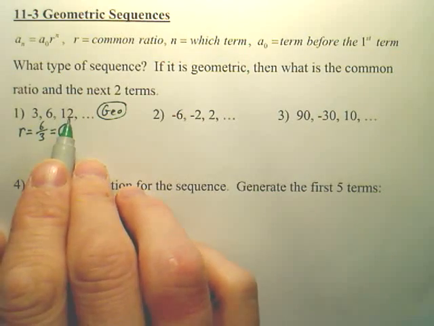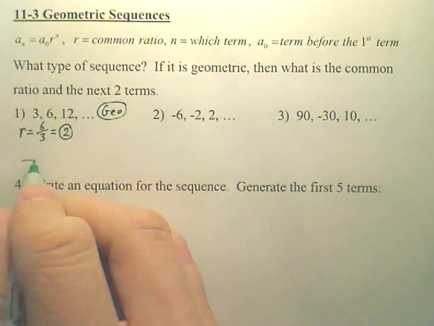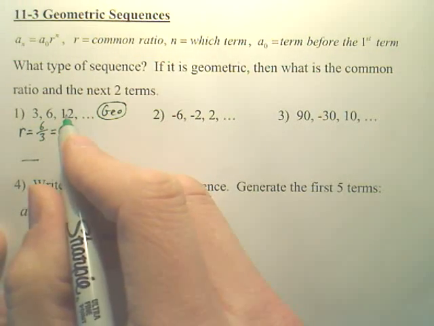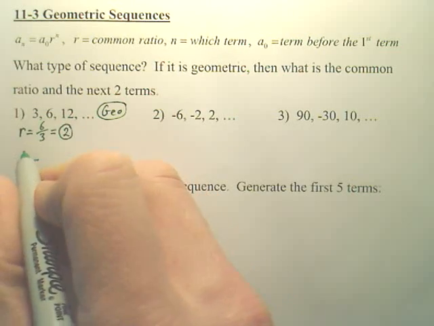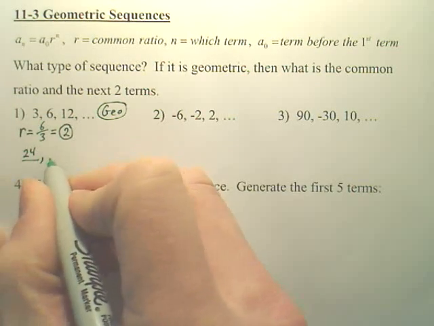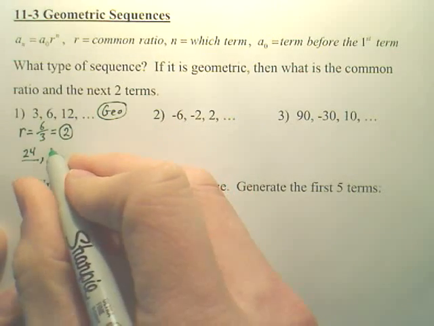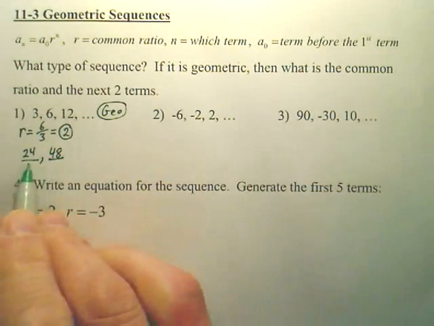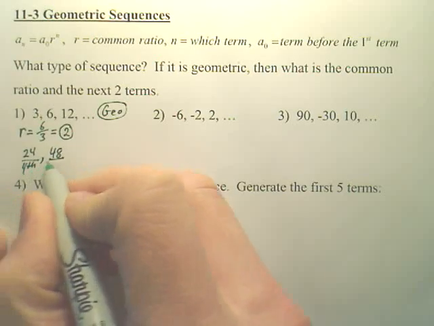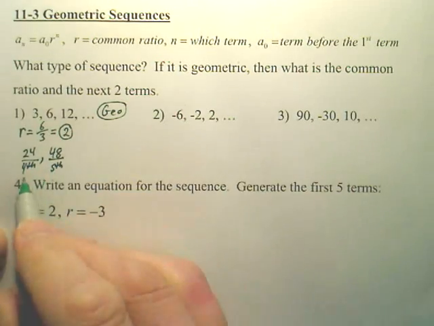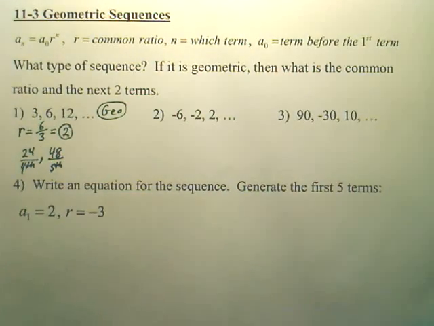So what's going to come next after 12? Well, after 12, if we double that, what's going to be? It'll be 24. And if we double that, what comes next? 48. This is your fourth term and your fifth term in the sequence.